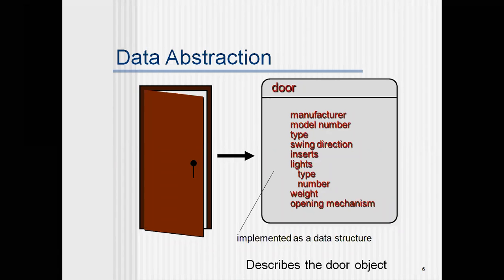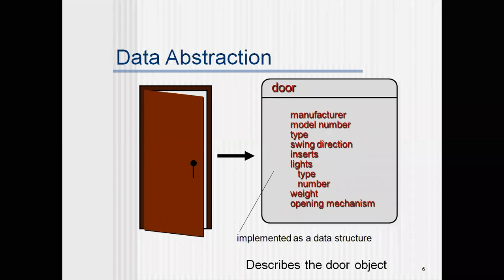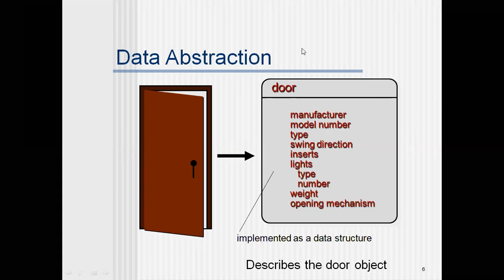What is data abstraction called? It is a collection of attributes related to one data object. Data abstraction is a collection of data attributes that describes a data object. For example, we have taken one data object, that is a door. Door is one data object. What are the attributes related to that particular data object?